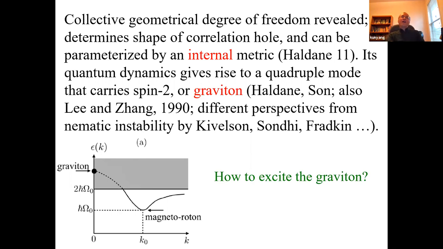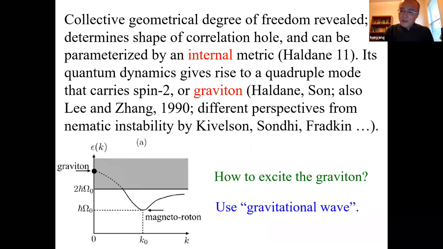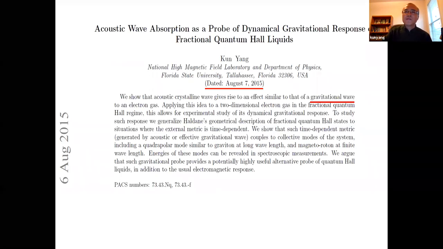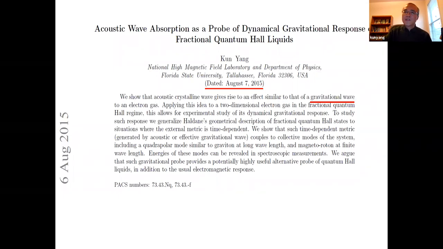So the question is, how are you going to excite the graviton mode? Because of the graviton, the obvious alternative is, instead of using electromagnetic waves, we should be using gravitational waves. Now we all know that we have gravitational waves propagating all over our rooms. But that was actually not the case when I put out this proposal. Just notice the date was August 2015, which was a month and a half before LIGO received the first gravitational wave signal. So that got me into a little bit of trouble with referees because they didn't believe in such a thing as gravitational waves.